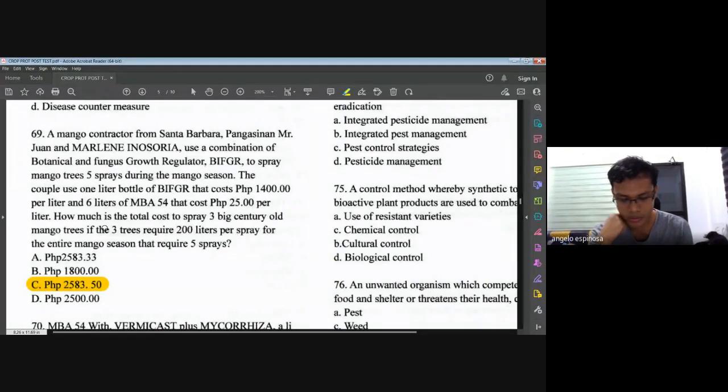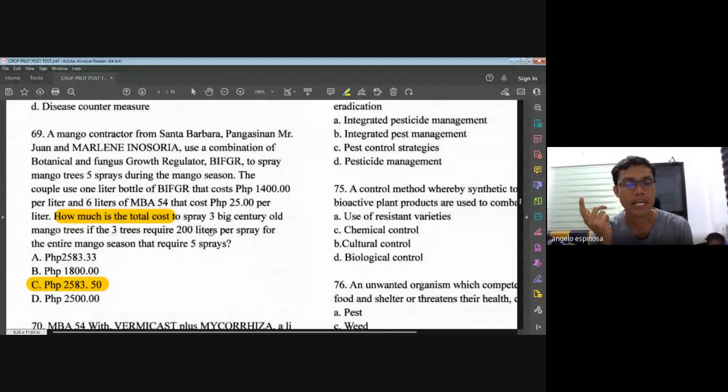And that will give you, divide natin sa 200 liter. Then times natin sa 333.35 liter, and that will give you 2,333.45. Okay? Now, let's proceed to the cost of MBA 54. Okay? Cost of MBA 54. Tinatanong kasi dito kung yung total cost, ilan lahat yung magagastos. Okay? Now, proceed to the total cost, to the cost of MBA.